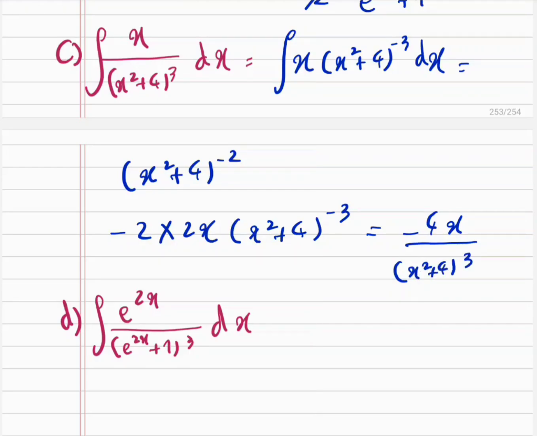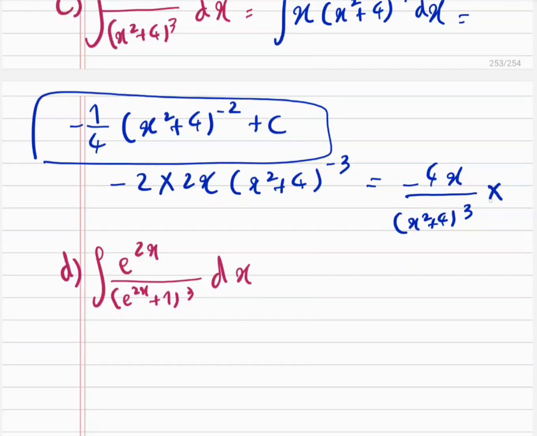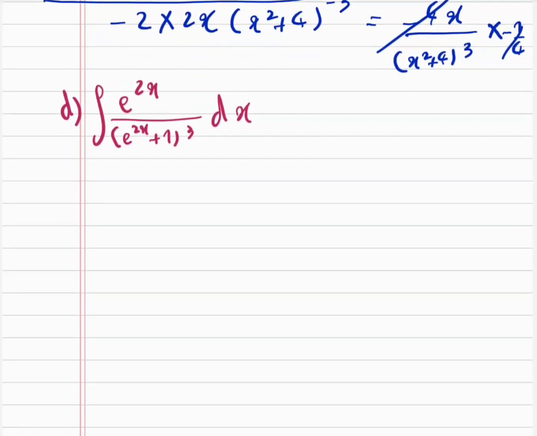As you can see, this is very similar. The only thing is, we don't want to have this constant of minus 4. To account for that, we can have a constant of minus 1 over 4 here, and that's the answer. So minus 1 over 4 times (x squared plus 4) to the power of minus 2 plus c, that's the answer to this integration. Because when we have minus 4 here, that cancels out with this minus 4, so we'll have x over (x squared plus 4) cubed.